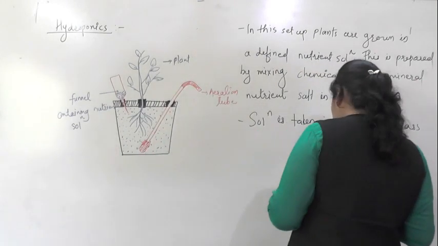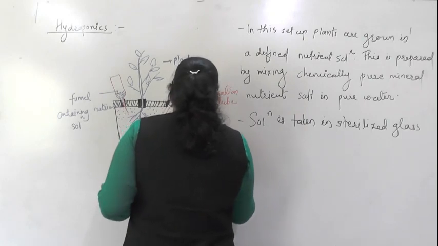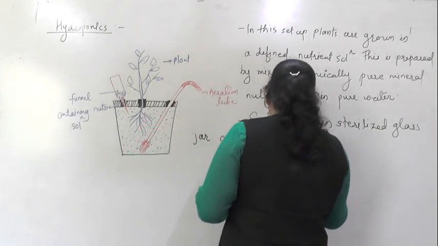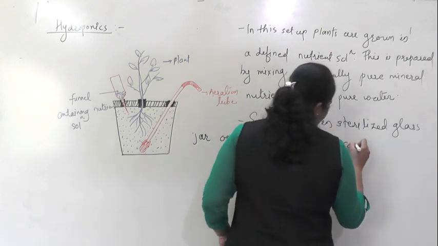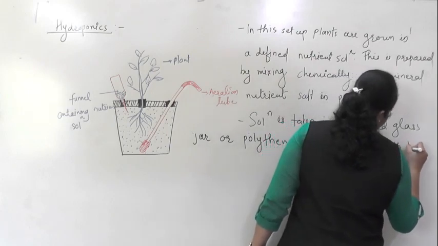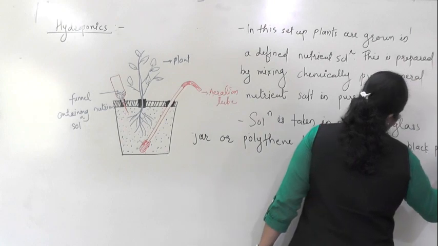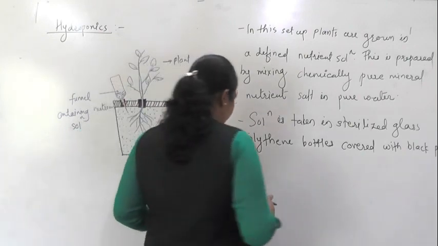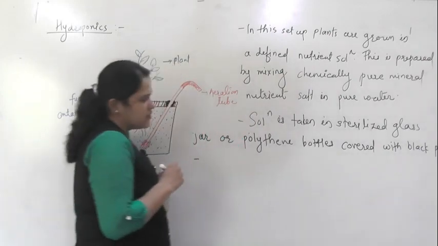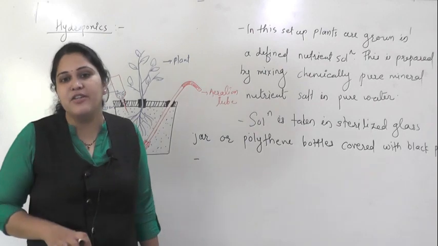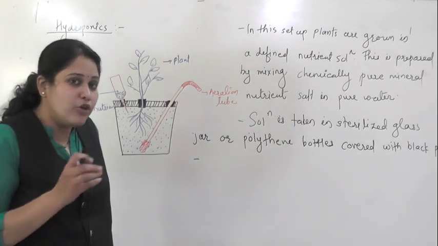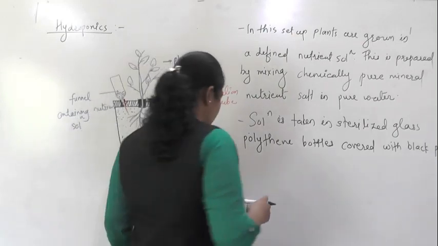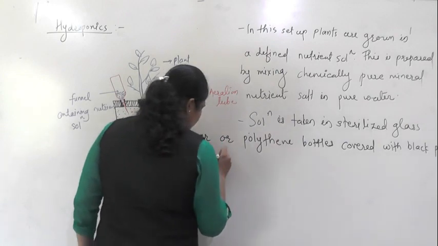So the solution is taken in a sterilized glass jar or polythene bottle covered with black paper. This pot we are not going to keep open, so it has to be covered. We can use black film or black paper for that. If it is covered with black paper, light will not penetrate, which checks the growth of algae and fungus. That could prevent contamination, and the plant can be kept free from different types of infections or diseases. So it minimizes the risk of algal contamination.